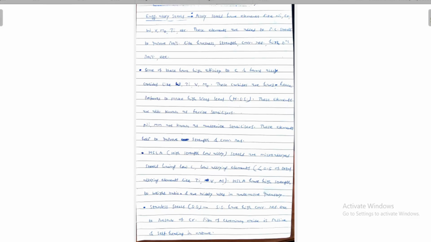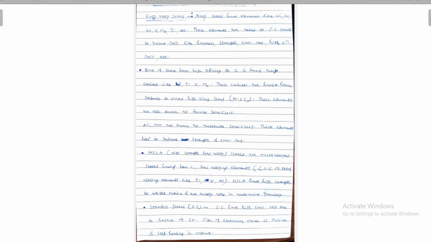These carbide formers are also known as ferrite stabilizers because they tend to stabilize ferrite at room temperature. While nickel and manganese type of alloying elements are known as austenite stabilizers because they tend to stabilize austenite at room temperature.